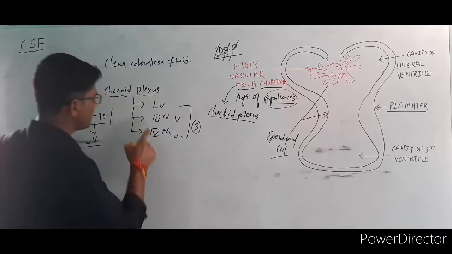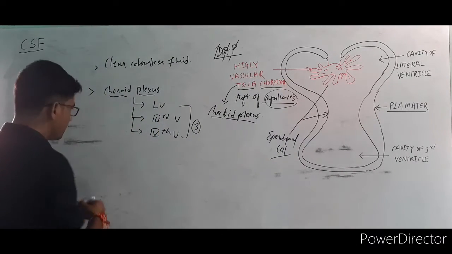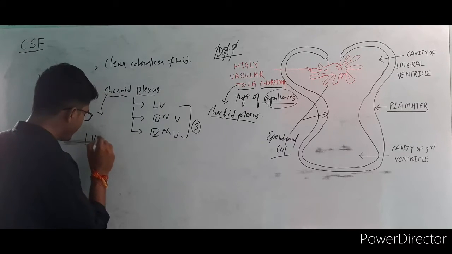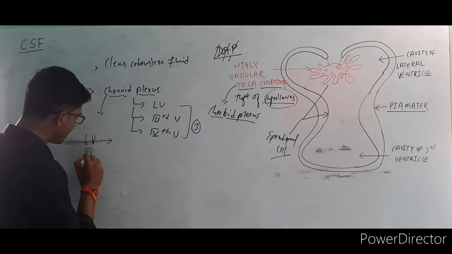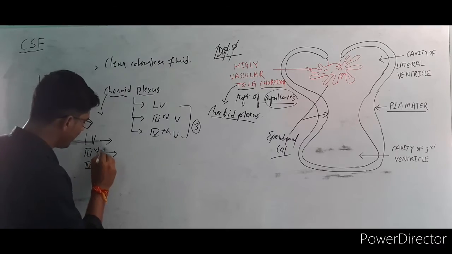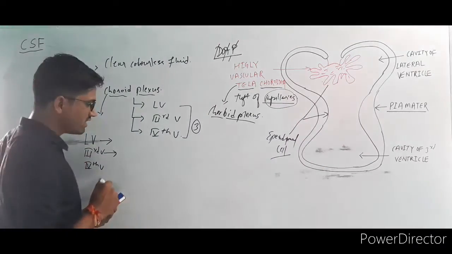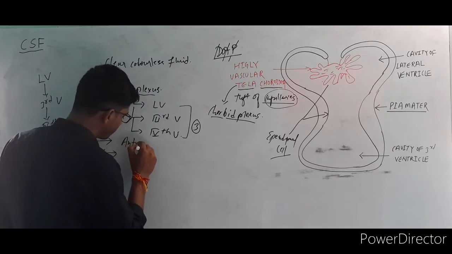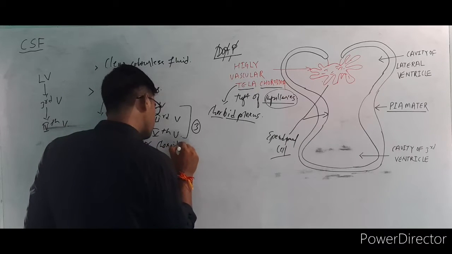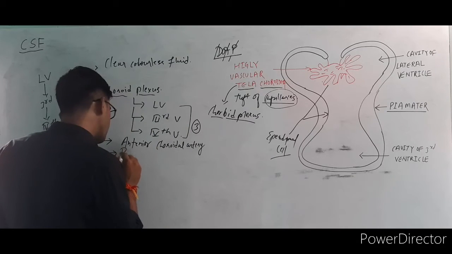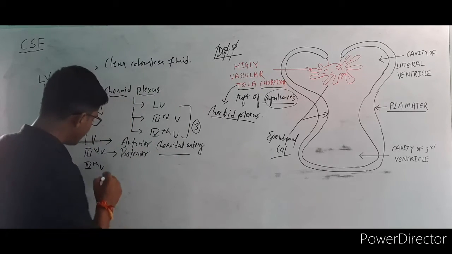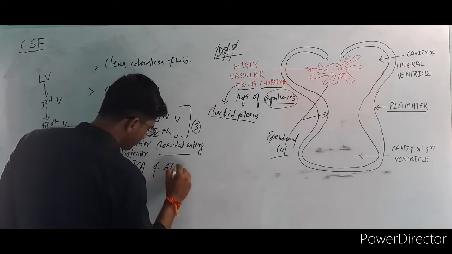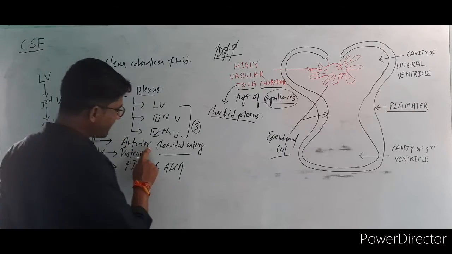Now, the choroid plexus in the lateral ventricle, the choroid plexus is formed from the choroidal artery. Which artery forms the choroid plexus in the third ventricle and fourth ventricle? So in the lateral ventricle, there is one artery that is called the anterior choroidal artery. Here is the posterior choroidal artery, and in the third and fourth ventricle, PICA and AICA. PICA and AICA.